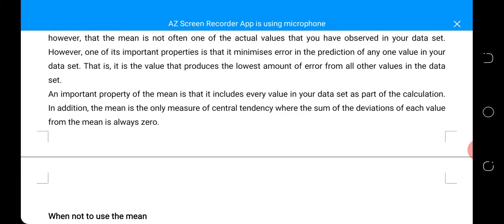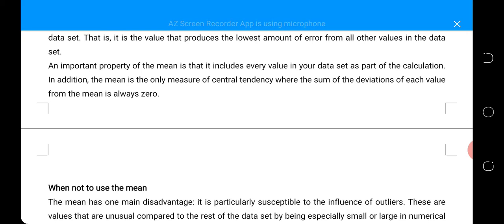An important property of the mean is that it includes every value in your data set as part of the calculation. In addition, the mean is the only measure of central tendency where the sum of the deviation of each value from the mean is always 0.